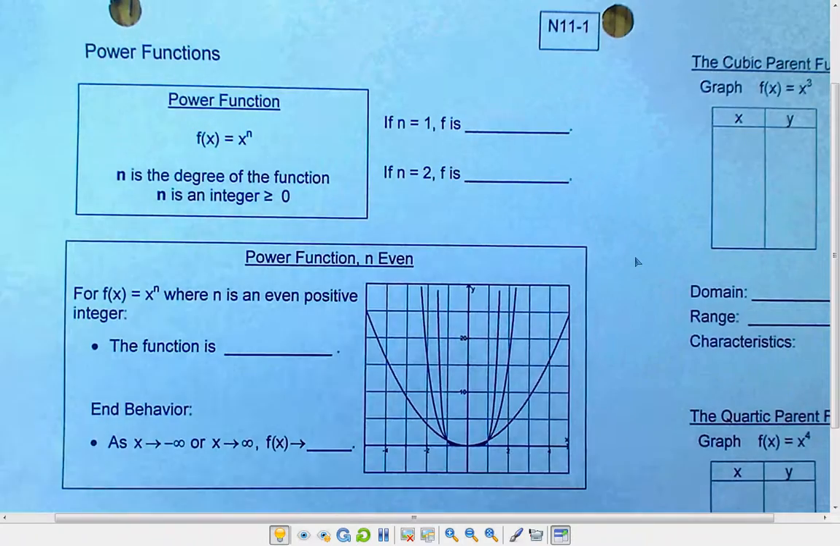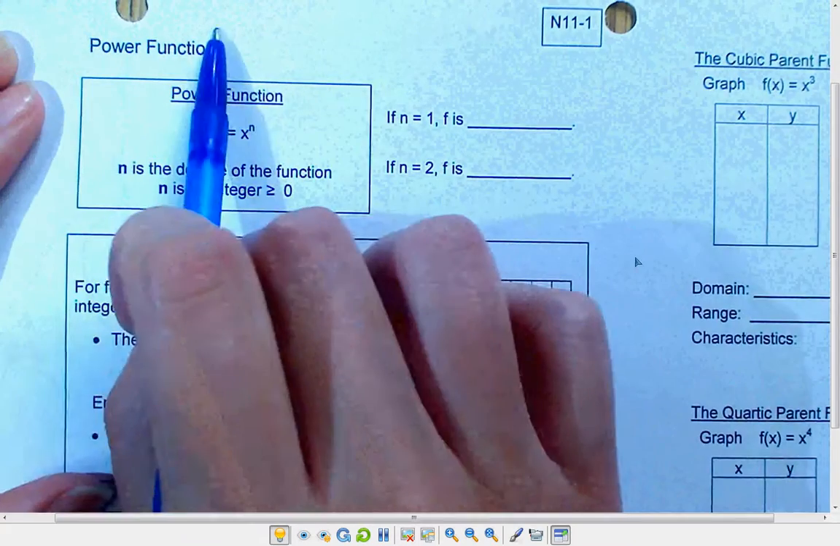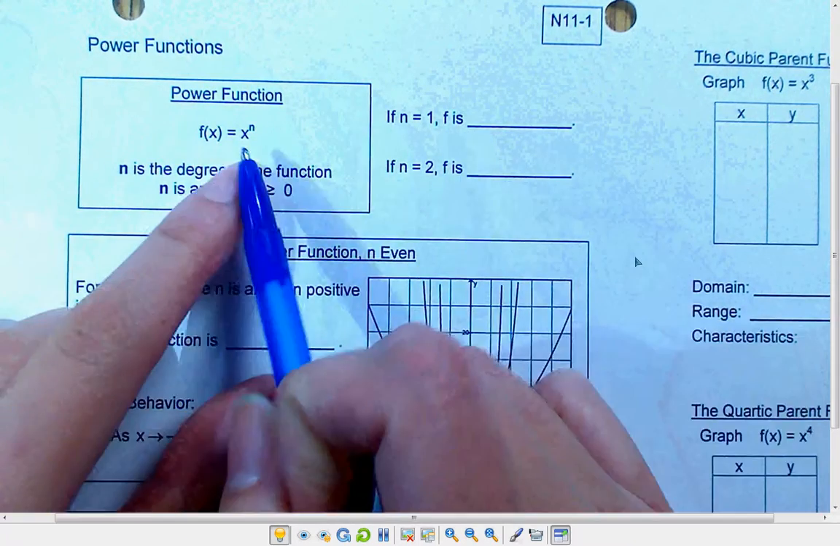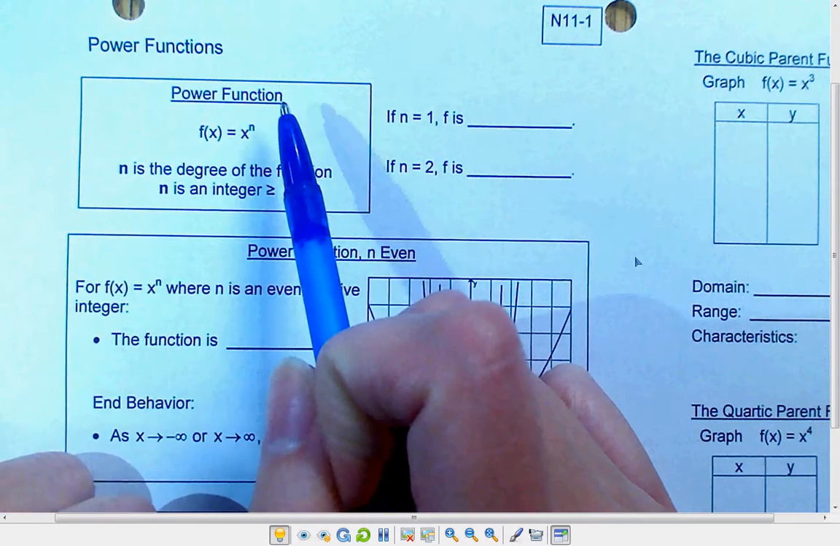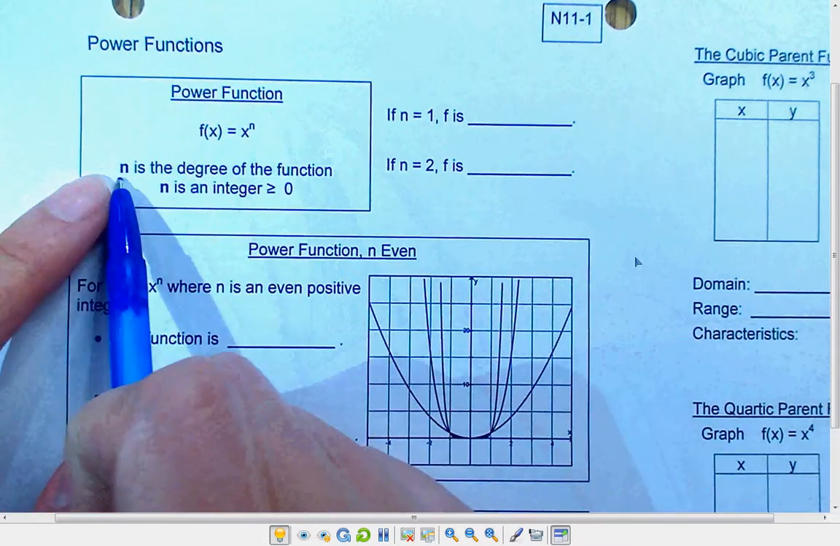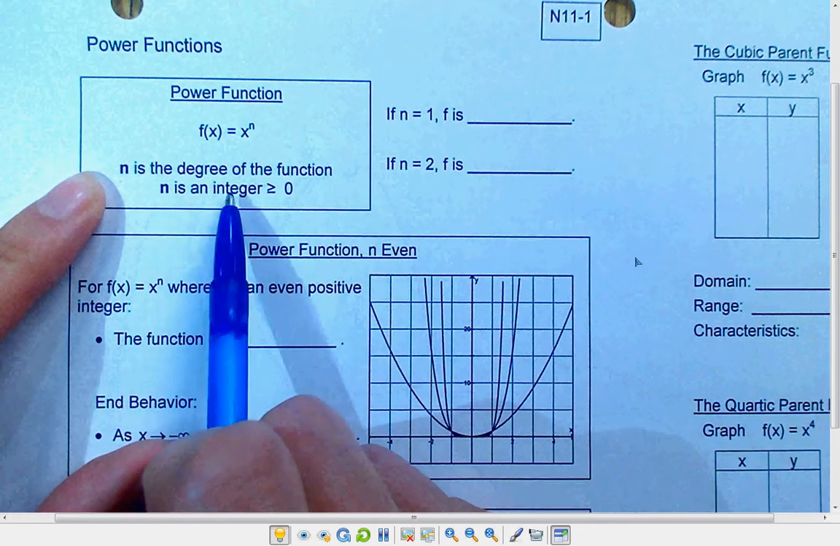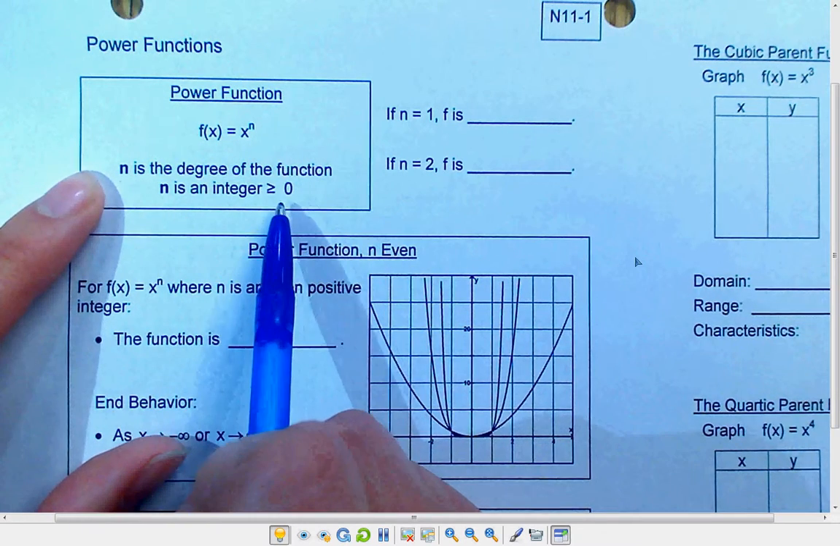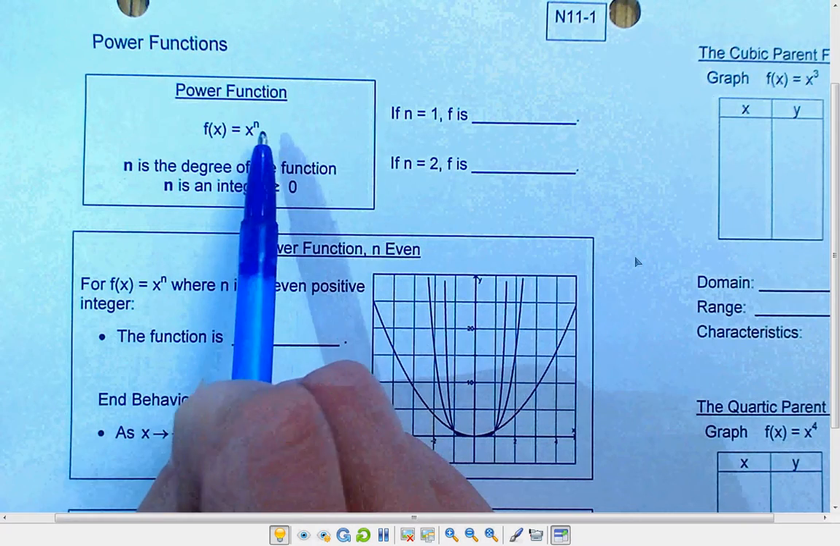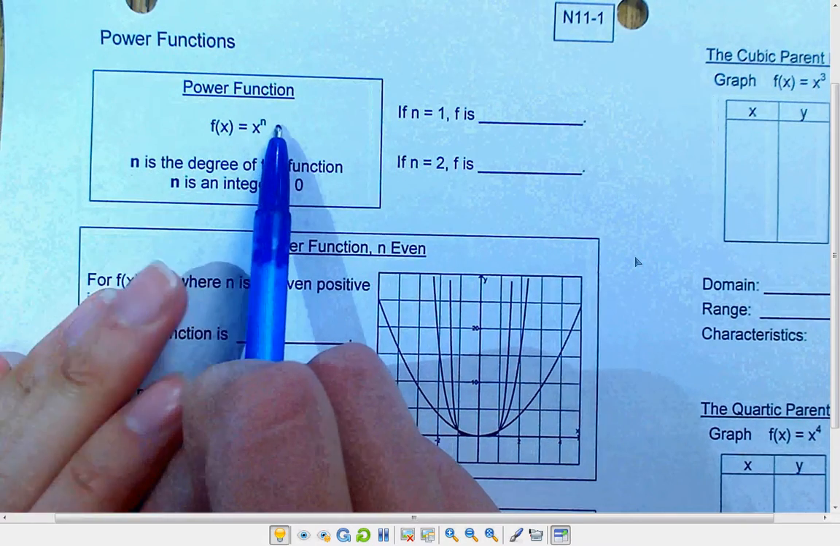We're going to start our unit on power functions. So power functions, or polynomials, are whenever you have x raised to any power. This power is called the degree of the function, and we always have a number that's an integer greater than or equal to 0. So we're never going to have a decimal or a negative number during this unit.